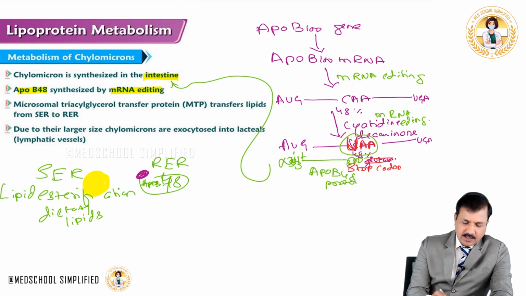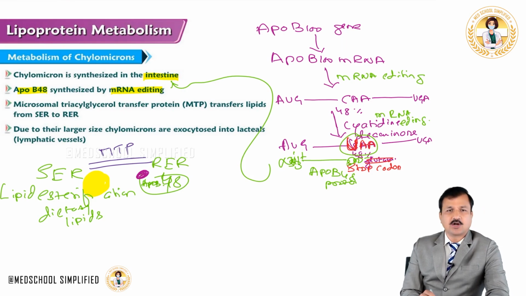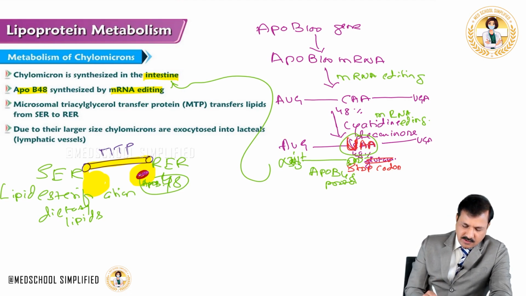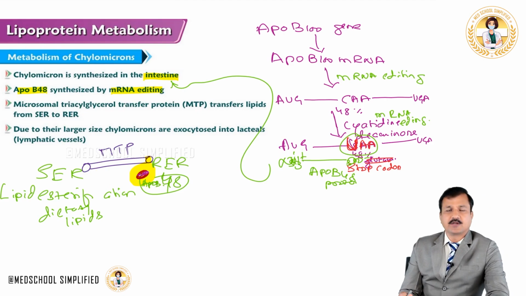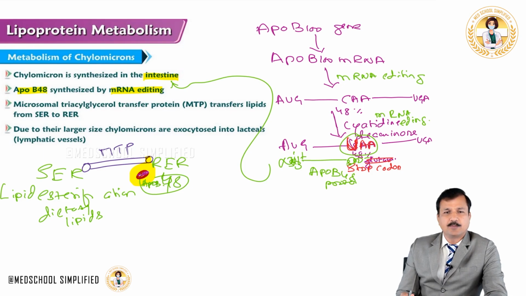How to do that? The connection or the link between these two is MTP, microsomal triacylglycerol transfer protein. What this protein does is transfer the lipids present in the smooth ER all the way to the rough ER where Apo B-48 is present. It is going to load all the lipids onto Apo B-48. So that's how the transfer is done. Now lipid is transferred from smooth ER to the rough ER Apo B-48.